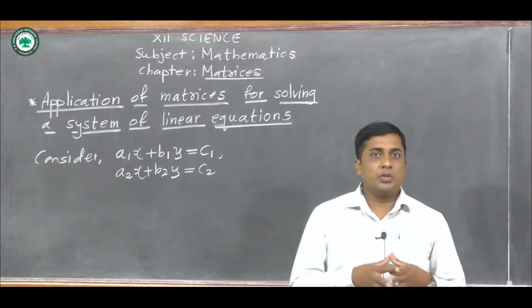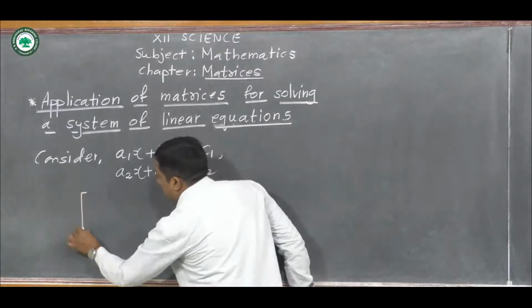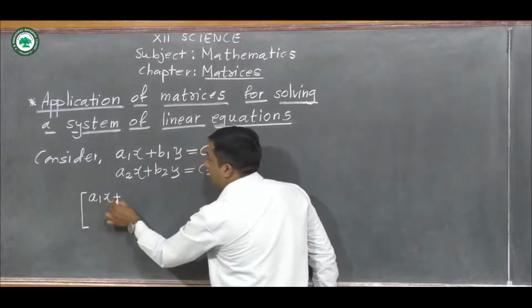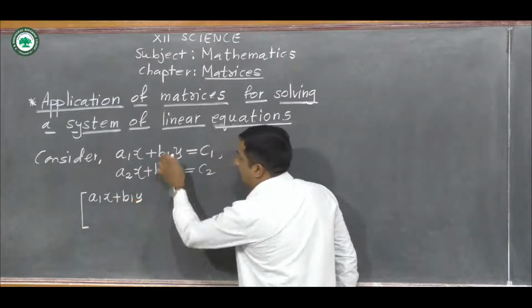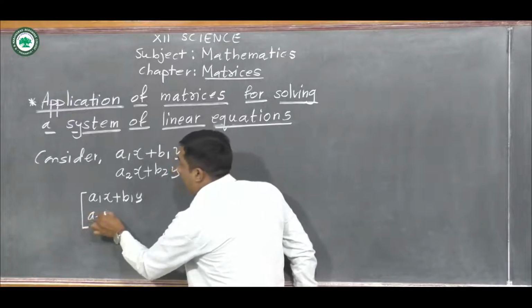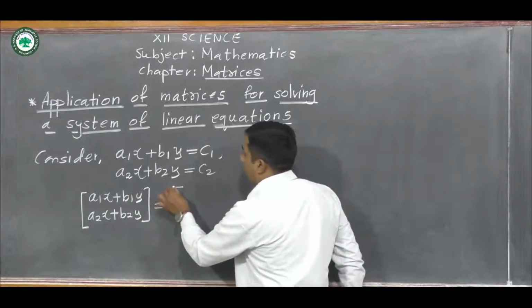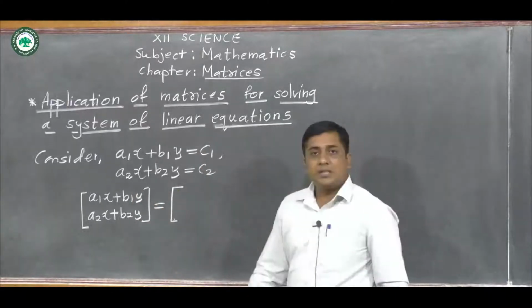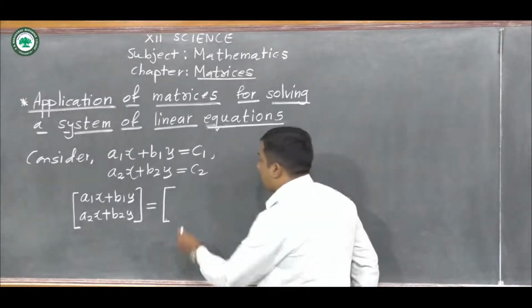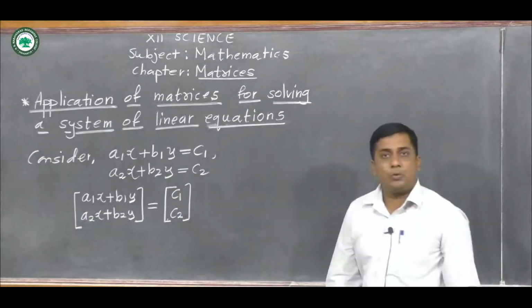We have to convert these equations into the form of a matrix equation. So we can write this as: inside the matrix, in the LHS, a1x plus b1y, then in the second row a2x plus b2y, and this is equal to a matrix in which I write the constants, c1 and c2. So in this matrix we consider c1 and c2.